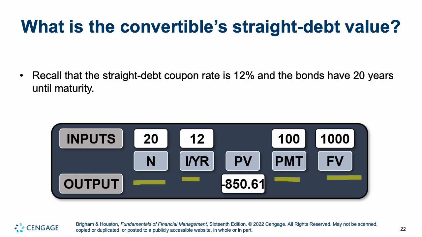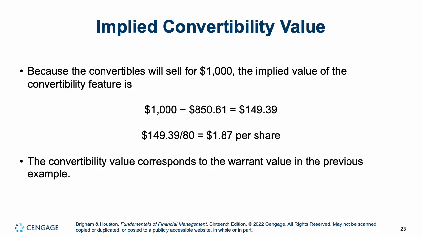So what happens if this bond now is convertible? Since the convertibles sell for $1,000, the implied value of the convertibility feature is just simply the PV of the bond taken away from 1,000. So just like the warrants, we have a total package here. Part of it's the bond, the other part is what we assume the convertible portion to be worth, or $1.87 a share if we divide that by how many shares the bond would convert to. So convertibility value is very similar to the warrant value, meaning that the fact this bond is convertible to stock shares is worth $1.87 per share, or $149.39 of the overall package.